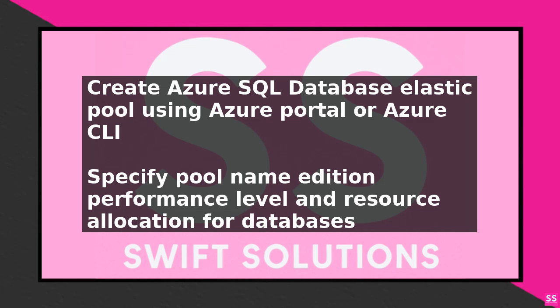When creating an elastic pool, you need to specify the pool name, the edition, and the performance level. You also need to specify the number of databases that will be included in the pool and the maximum amount of resources that each database can use. After creating the elastic pool, you can add your Azure SQL database to the pool. To do this, use the Azure portal or the Azure CLI.